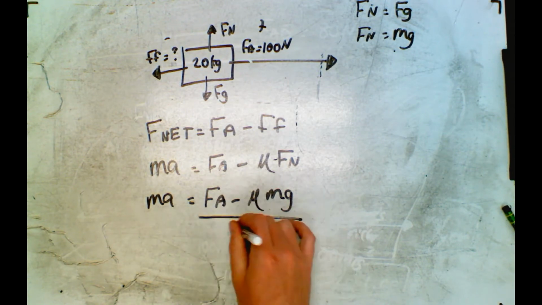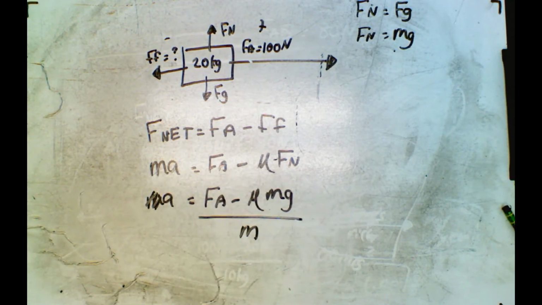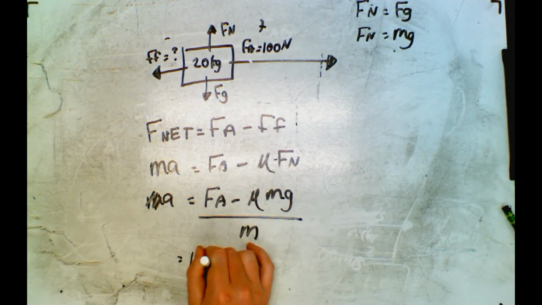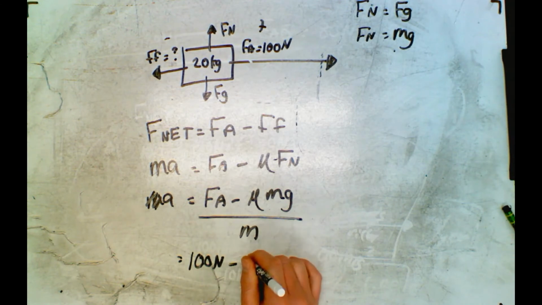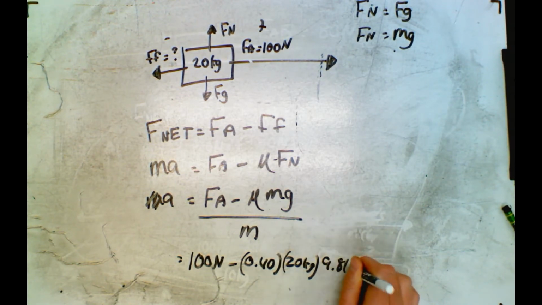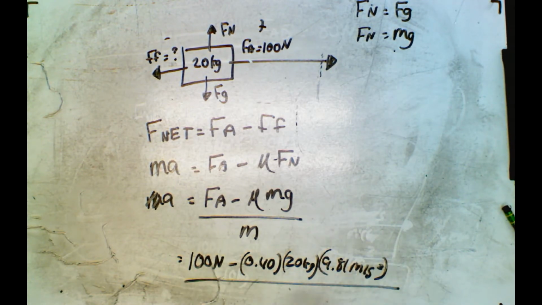So if I move mass under here, it doesn't cancel out. So don't cancel it out. Well, we have everything we need to know now. So our force applied is 100 newtons. Our coefficient of friction is 0.40. That was given in the question. Our mass is 20 kilograms. Our g is 9.81 meters per second squared. And our mass is 20 kilograms.